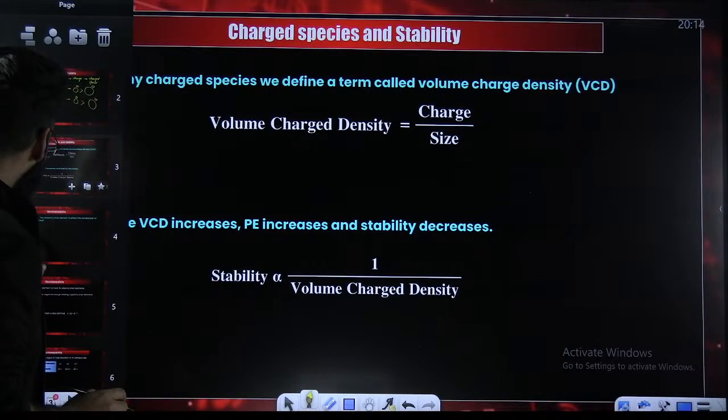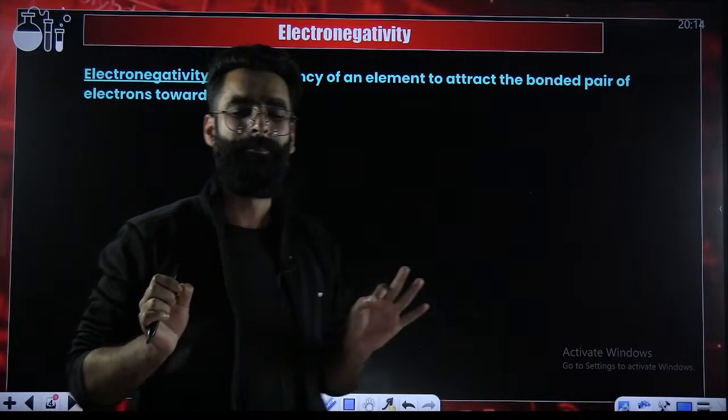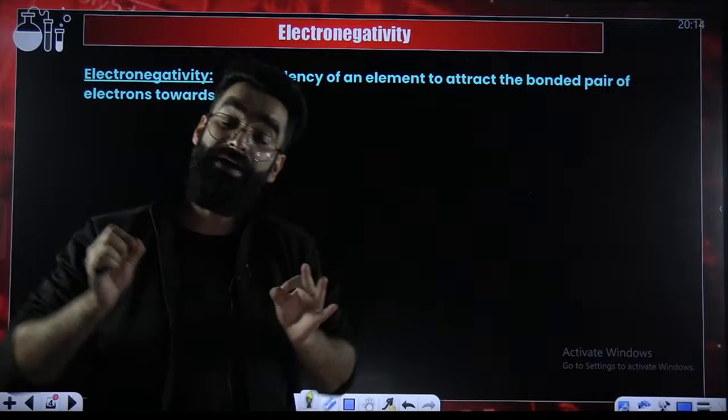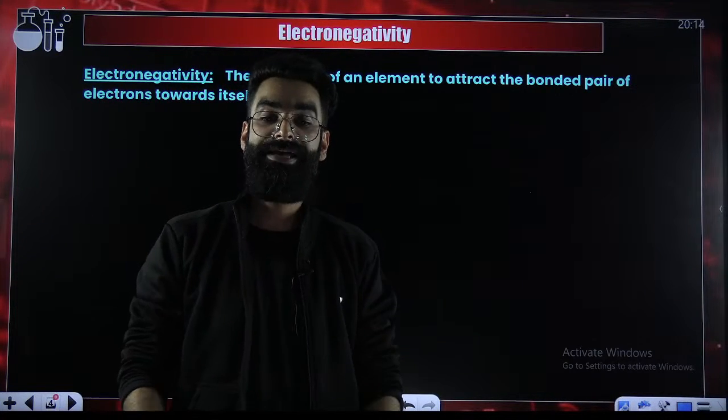Now, my dear students, there's a small term which I believe you all must be familiar with. What is that? Electronegativity.